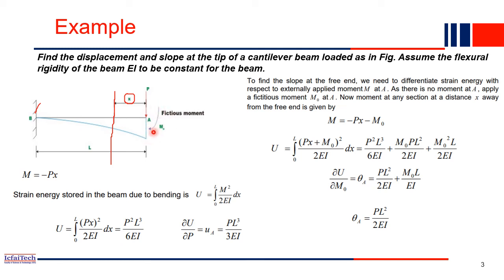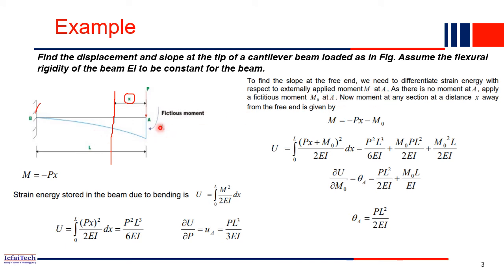So that's why we apply a fictitious moment, an imaginary moment M naught. Now we can find the total strain energy in the beam, and if we derive the strain energy with respect to moment M naught, we'll get the slope at this point. So to find the slope at the free end, we need to differentiate the strain energy with respect to the externally applied moment M at A.